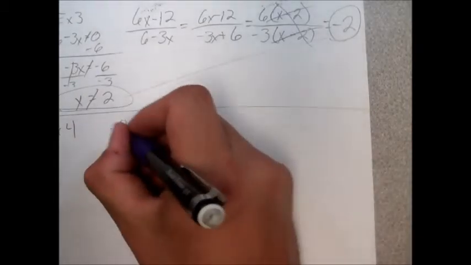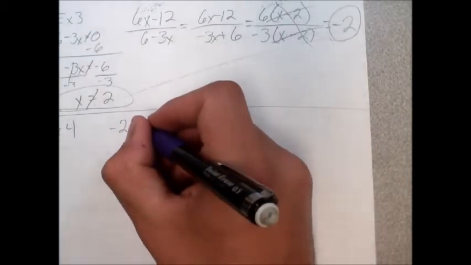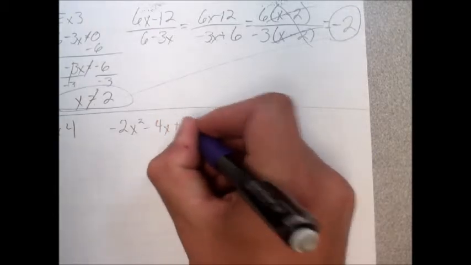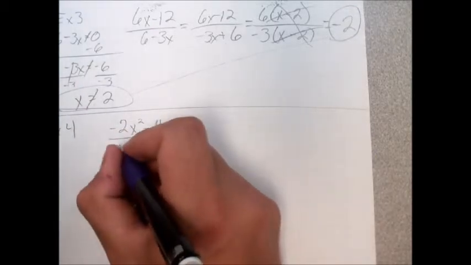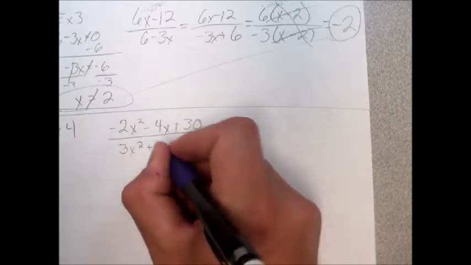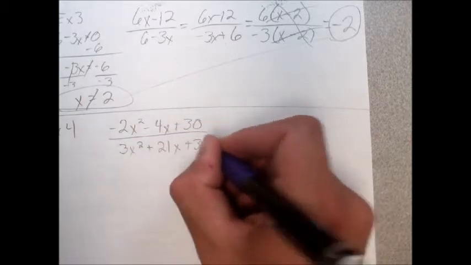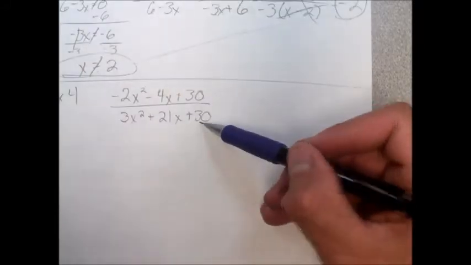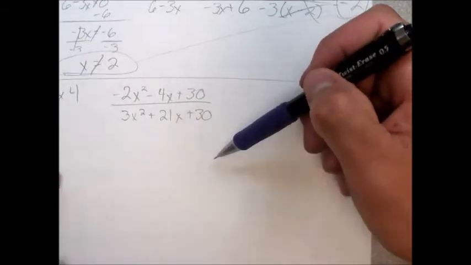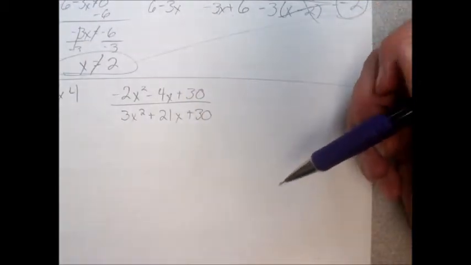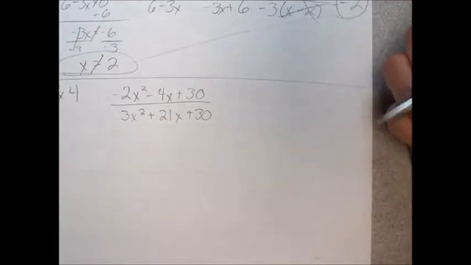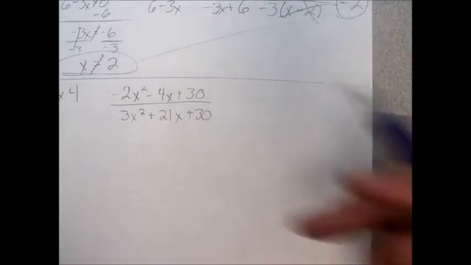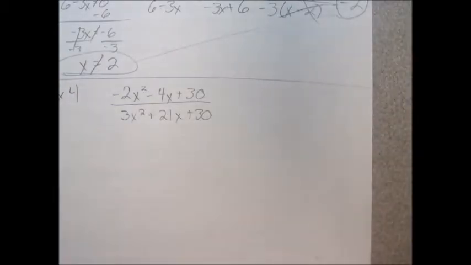So I have a negative 2x squared minus 4x plus 30 over a 3x squared plus 21x plus 30. Okay, I've seen this a lot, so please avoid doing this. Because of these plus 30s, somebody wants to go, those cancel. Okay, you can't cancel, okay? Start storing this to memory bank. You cannot cancel things unless they are in multiplication. You have to factor before you cancel. Factor before you cancel. Okay?